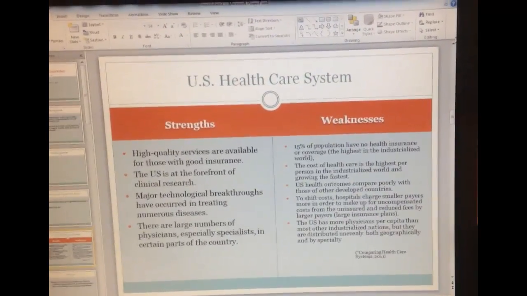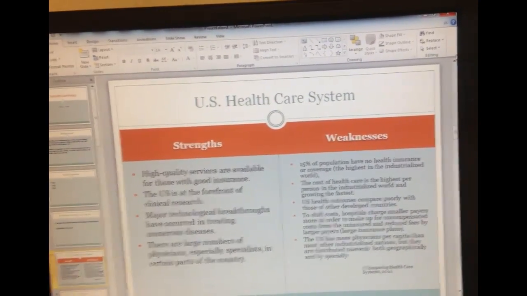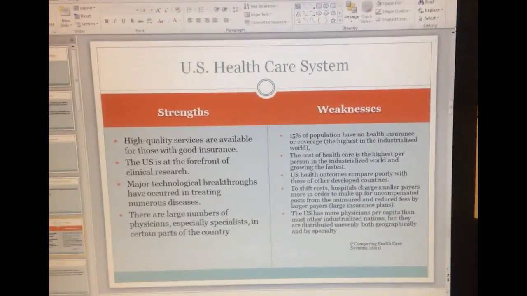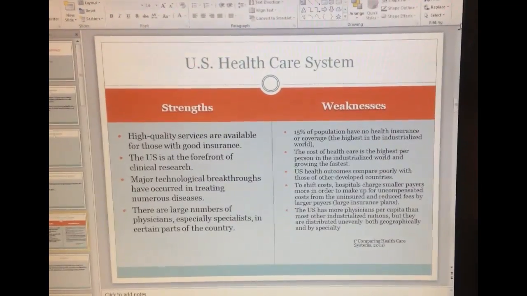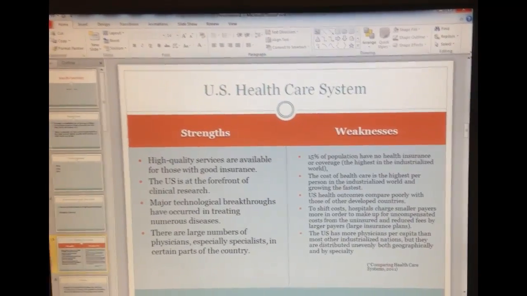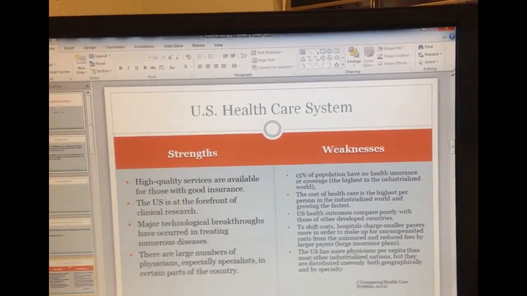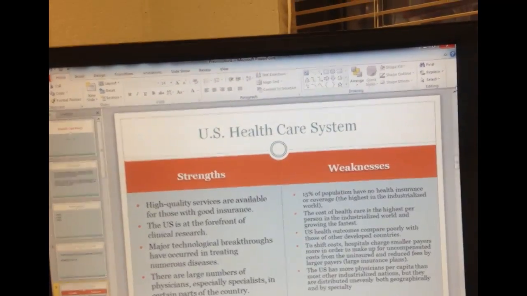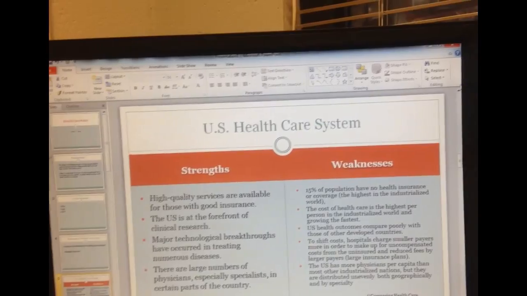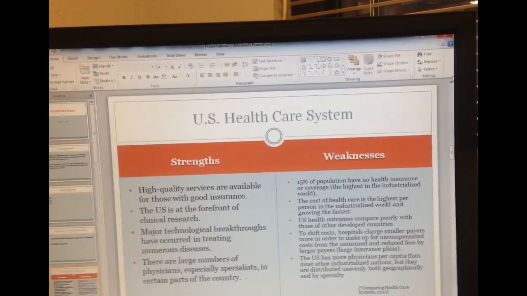Many individuals and small groups are denied insurance primarily because of pre-existing conditions or really high premiums. To shift costs, hospitals charge smaller payers more in order to make up for the uncompensated costs from the uninsured and reduced fees by larger payers. Hospital marketing jobs in the U.S. increased 71% and administrative jobs 20%, but the clinical workforce has not expanded since 1989.